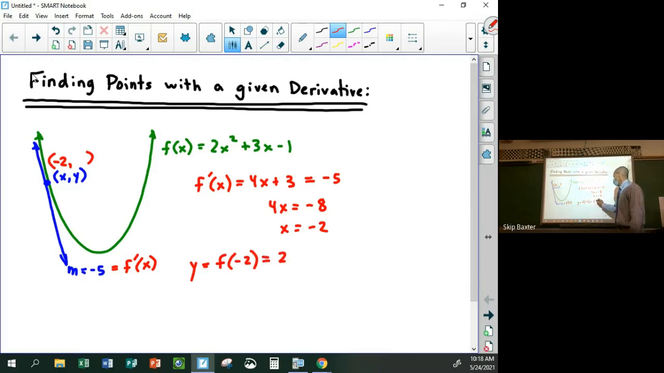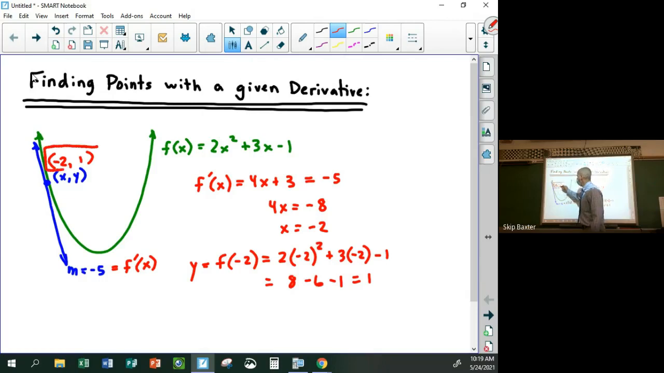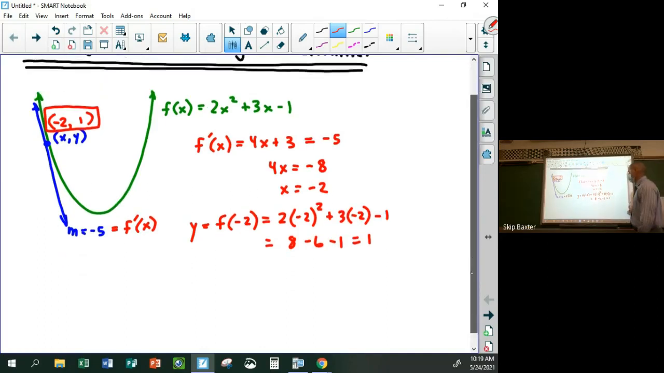So this would be 2 times -2 squared plus 3 times -2 minus 1. So this is 2 times 4, 8, minus 6, minus 1. So 8 minus 7 is 1. So the answer would be -2, 1. That's the point on that parabola. And you have to give the x and the y coordinate. Make sure you do that. Don't just give the x value. That's the point on the parabola at which the derivative is equal to -5. Does that make sense?